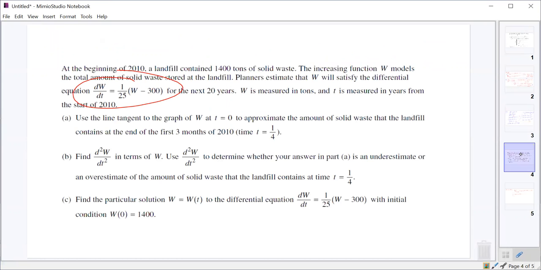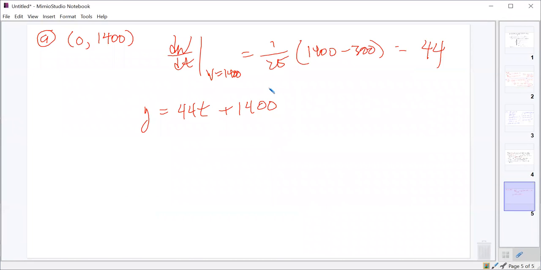And they're nice enough to tell us to approximate it at t equals 1/4, not just say the first 3 months, but don't count on that. You need to note that the units here were in years, and if we're talking 3 months, that's a quarter of a year. So we're going to approximate it at t equals 1/4. Giving us 1,411 tons of waste.